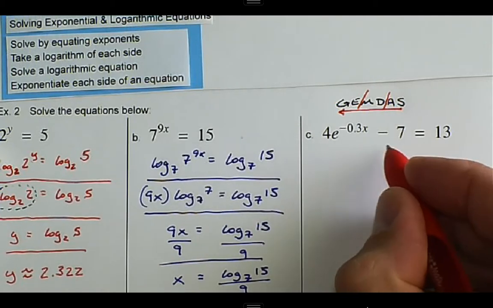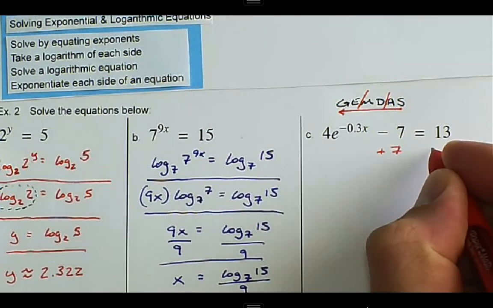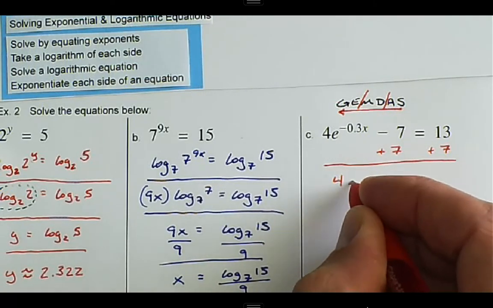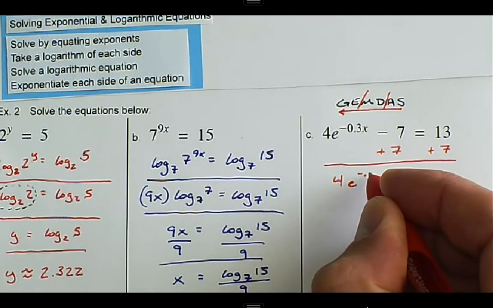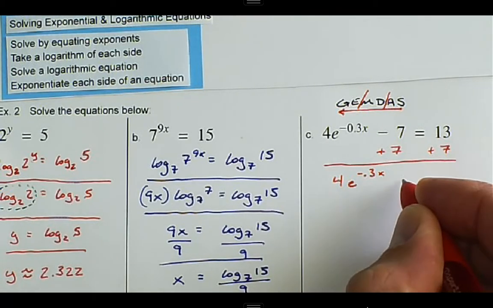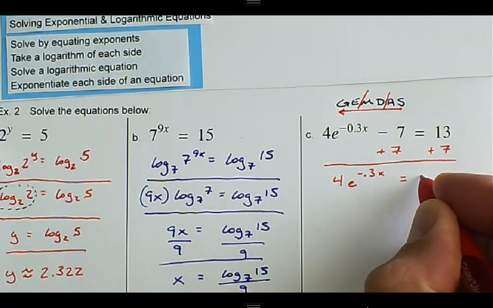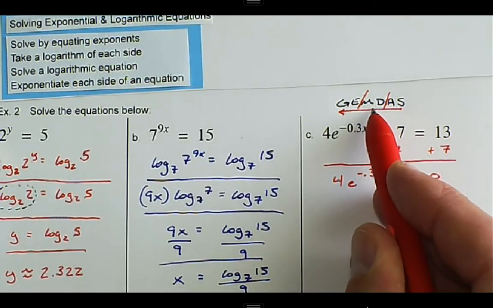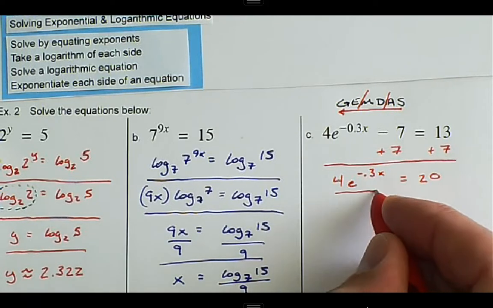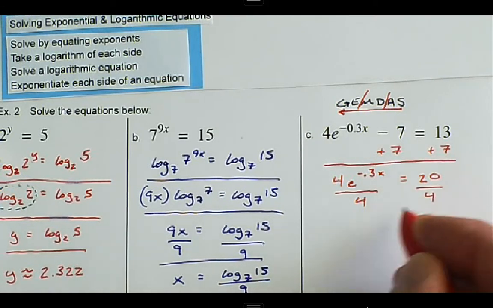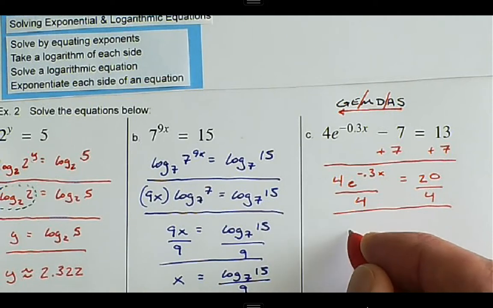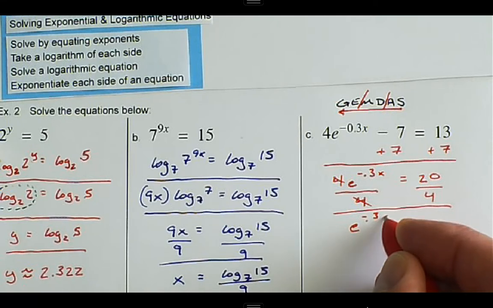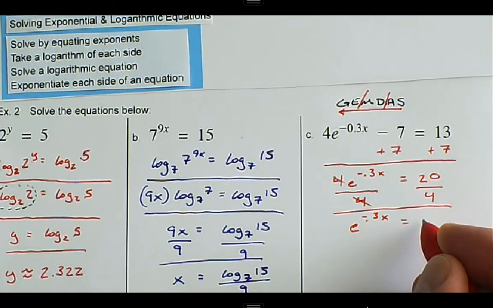So the first thing is we see subtraction, so we have to undo that. So we add 7. So we get 4e to the negative 0.3x is equal to 20. And so we don't have any more addition and subtraction. So next when we come to is multiplication and division, we can divide both sides by 4. And what we're left with is e to the negative 0.3x is equal to 5.